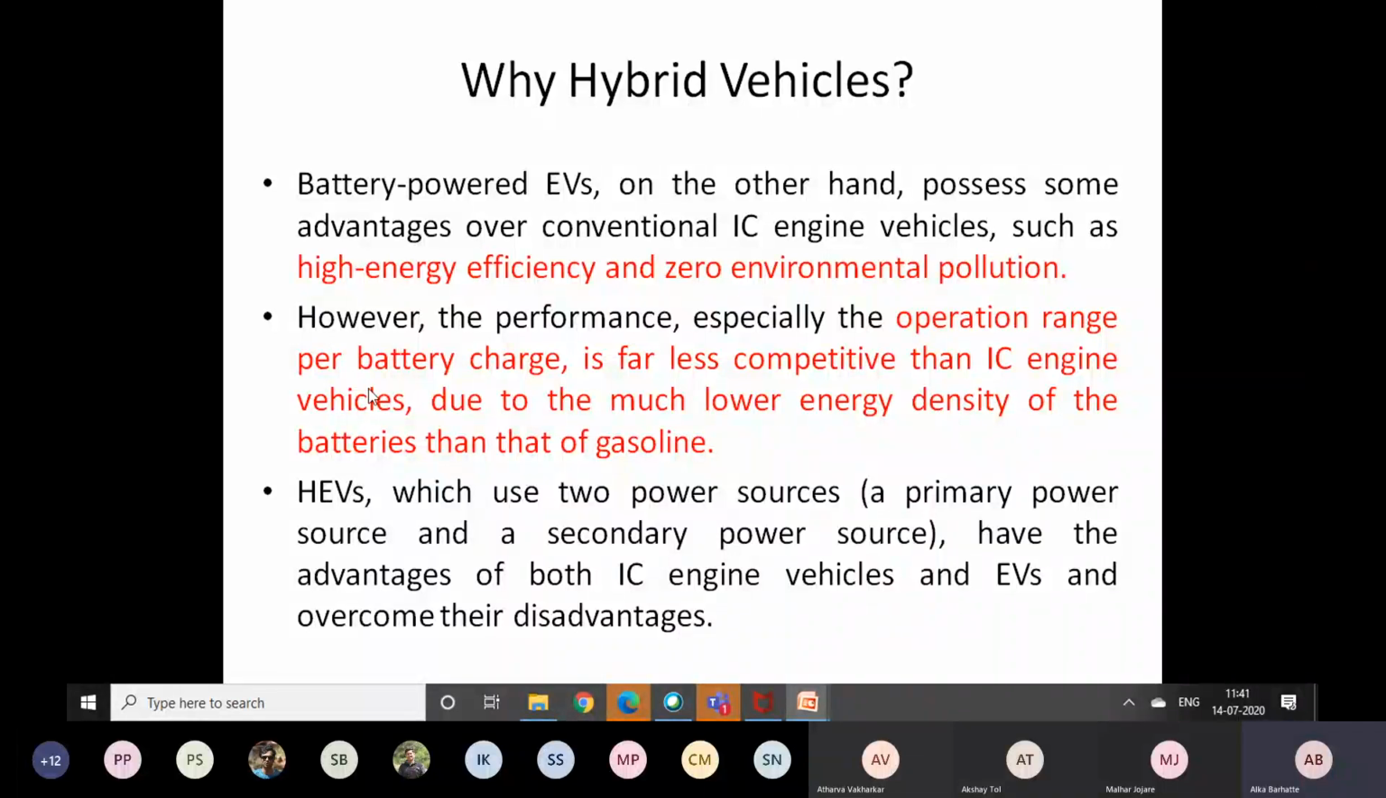The performance totally depends on the charging capacity of the battery packs that we are using in our vehicle, which is currently very low compared to IC engine vehicles, due to the much lower energy density of batteries as compared to gasoline.